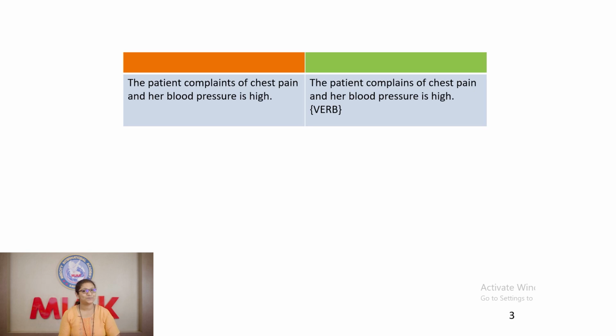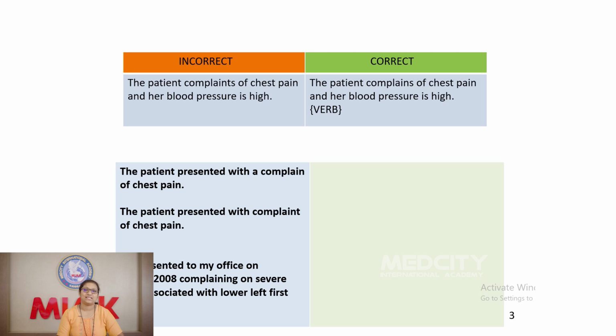Any guesses? നമ്മൾ ഇത്രയും ഡിസ്കസ് ചെയ്ത കാര്യങ്ങളിൽ വെച്ച് നിങ്ങൾക്ക് ഏത് സെൻറ്റൻസ് ആണ് ഇൻകറക്റ്റ്, ഏത് സെൻറ്റൻസ് ആണ് കറക്റ്റ് എന്ന് ഗസ് ചെയ്യാൻ പറ്റുന്നുണ്ടോ? Let's take a look at the answer. Well, the first sentence is incorrect, which definitely means the second one is the right usage of the word complain. Look at these. ഈ തന്നിരിക്കുന്ന മൂന്ന് സെൻറ്റൻസസിലും ചില എറേഴ്സ് ഉണ്ട്. The first sentence, the patient presented with a complaint of chest pain.